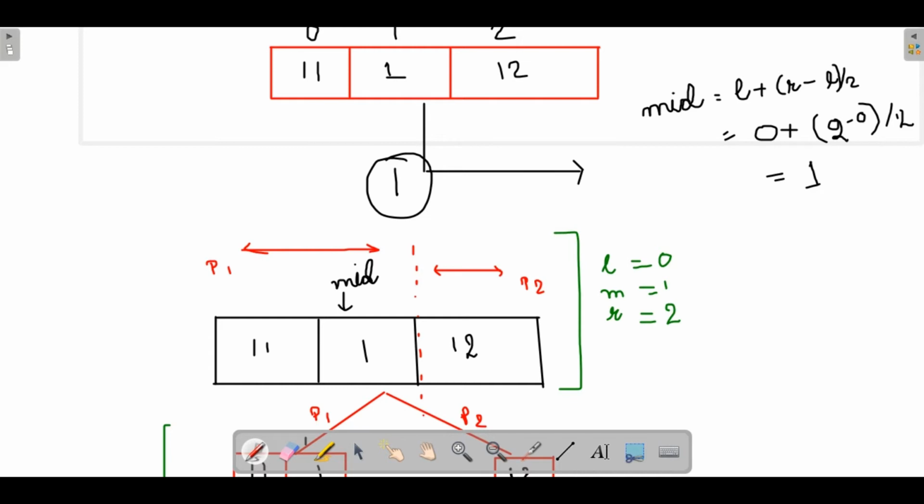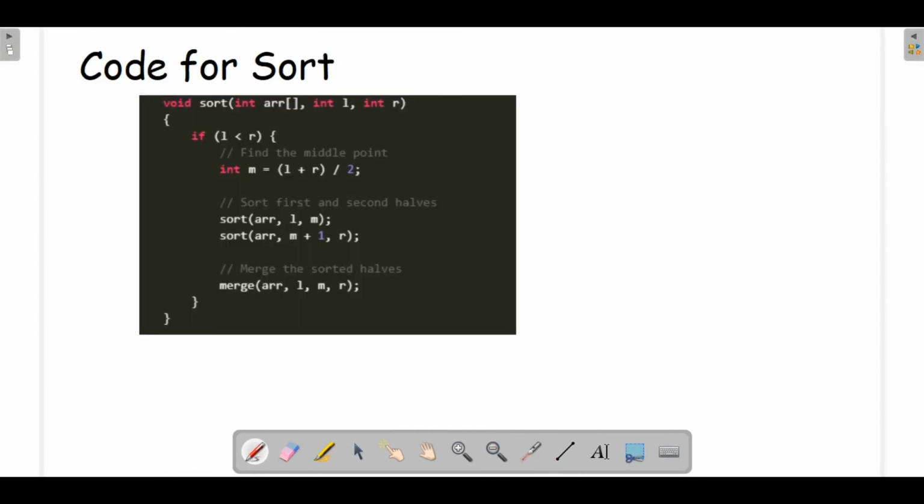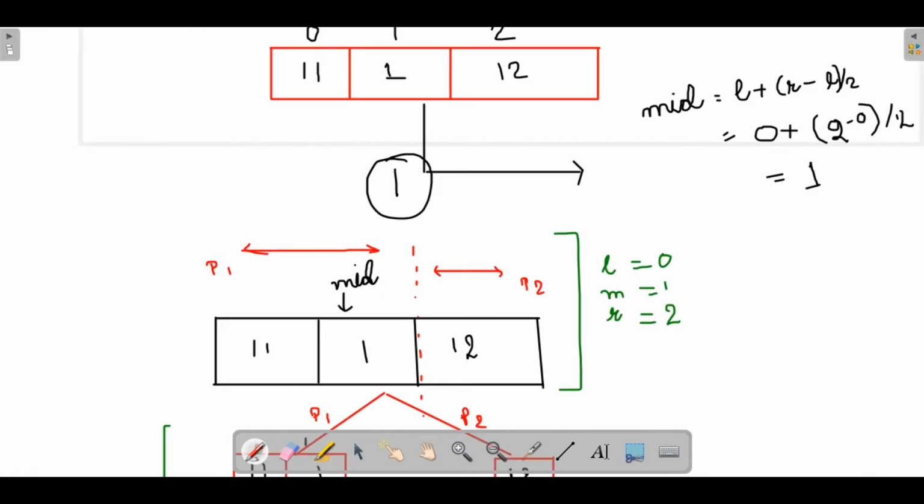Now we have to sort. We have to apply this sort 2 times. Why? Because the first time you apply it for left to mid. Now your mid becomes your right for the first part. After that, for the second part, if it had some other elements also, if this was your left, then this would become your mid plus 1, and this would become your right.